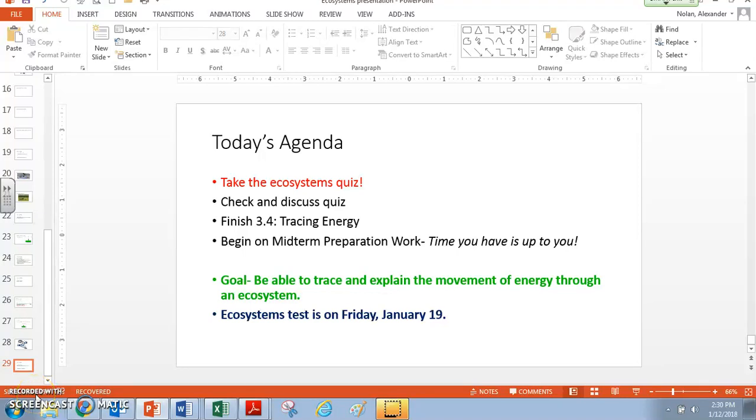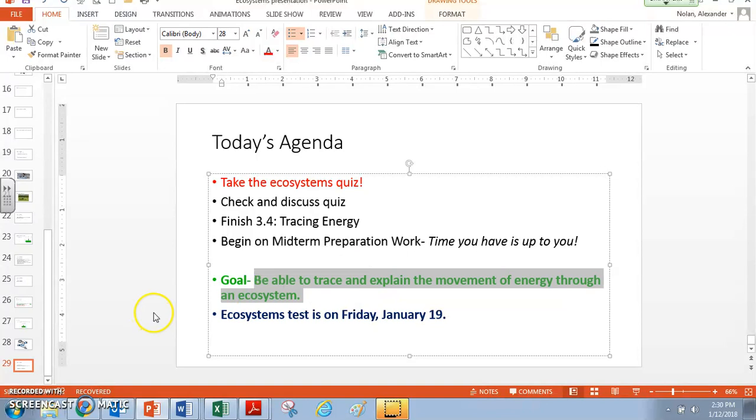Nolan, and what we want to be able to do today is to be able to trace and explain the movement of energy through an ecosystem. So in previous videos we focused more on the movement of carbon and biomass through an ecosystem, but today we're going to look at a related concept but a little bit different, and that's the movement of energy through an ecosystem. So that's what we want to be able to do today, is to be able to trace and explain the movement of energy through an ecosystem.